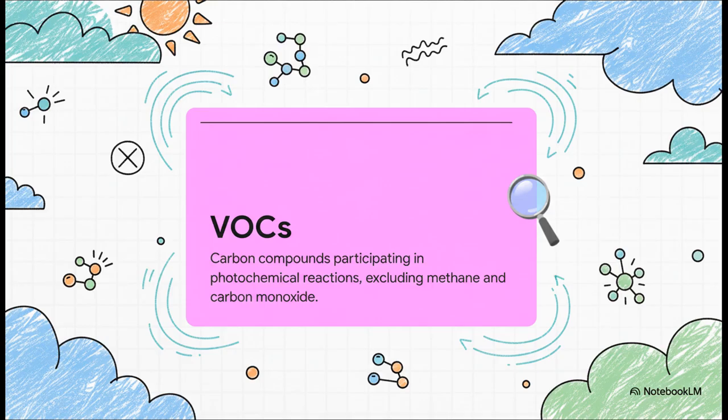And notice the strict accounting popping up again. Methane and carbon monoxide are specifically excluded from this metric. That ensures investors are looking at a very specific reactive type of atmospheric hazard.